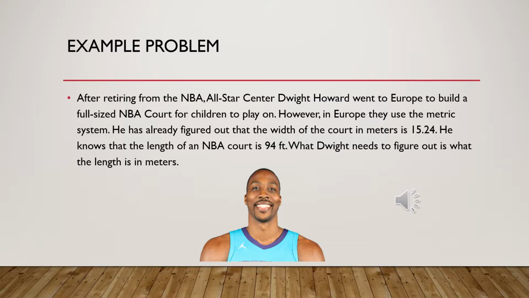Here is an example problem that after I'm done reading, I will help you solve step by step. After retiring from the NBA, All-Star center Dwight Howard went to Europe to build a full-sized NBA court for children to play on. However, in Europe, they use a metric system. He has already figured out that the width of a court in meters is 15.24. He knows that the length of an NBA court is 94 feet. What Dwight needs to figure out is what the length is in meters.